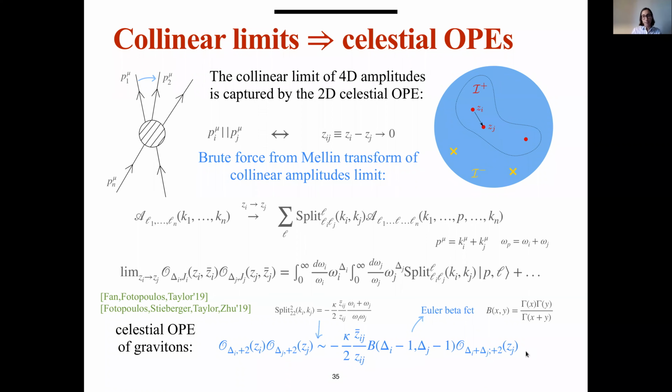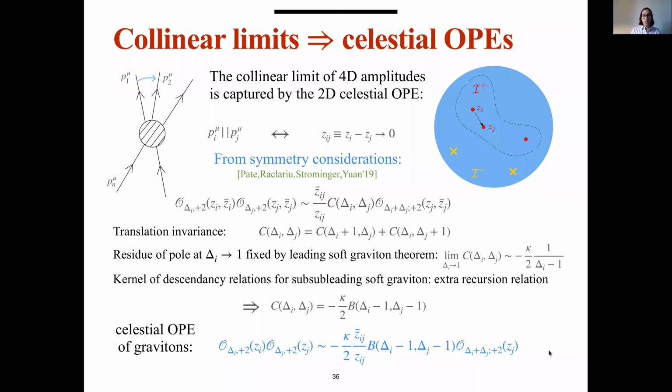Now, very interestingly, rather than doing this brute force computation of Mellin transforming the collinear limit of amplitudes, we can also get this OPE by symmetry considerations. So we expect the OPE to take this form. And let me just point out that if one of these operators is the supertranslation current, then there's an extra derivative hitting, and so this will just become a 1 over Zij, and so look like the OPE of a current. Now the OPE of two general gravitons is generally given by this expression, and we want to determine this coefficient C from symmetries.